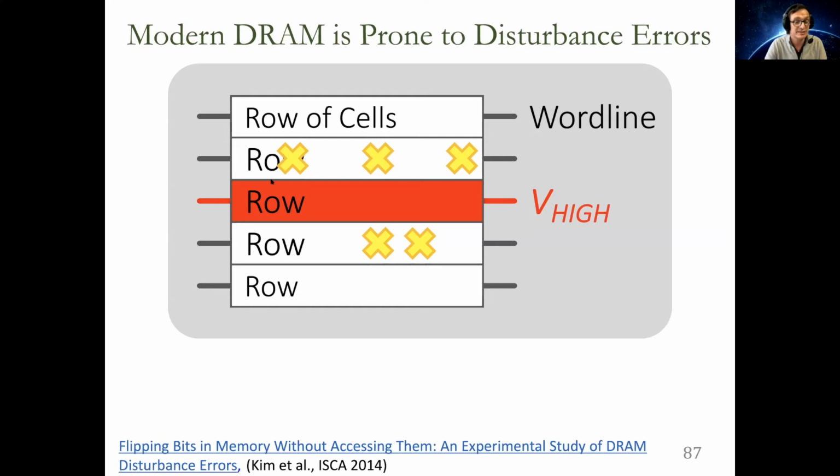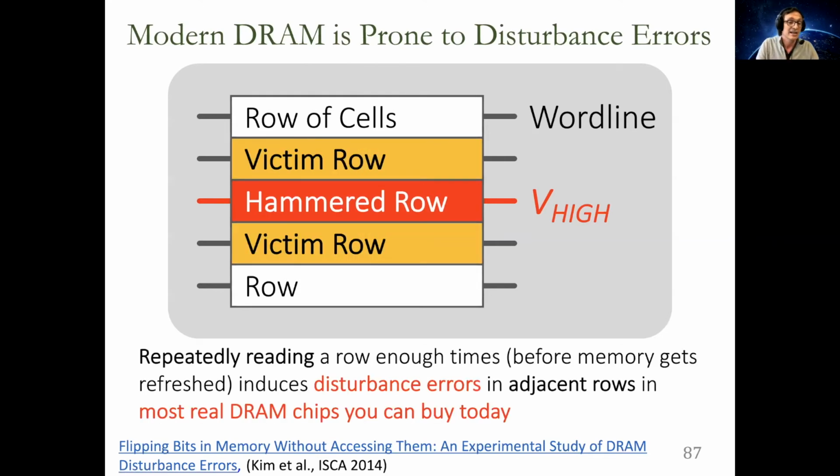row, we call this the victim rows. And we basically said that if you're able to do this hammering enough times before the cells get, can you hear me? I have a question mark somewhere.